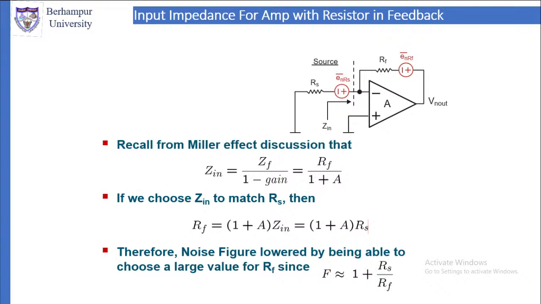Input impedance for the amplifier with resistor in the feedback. Now Zin will be equal to ZA by 1 minus gain, that is equal to RF by 1 plus A. That comes from the op-amp circuit. If you choose Zin to match RS, so if Zin is equal to RS, then RF is equal to 1 plus A into Zin, that is equal to 1 plus A into RS. Therefore, noise figure now will be lowered by being able to choose a large value of RF, because F is equal to 1 plus RS by RF. By choosing a large value of RF, you can lower the F.